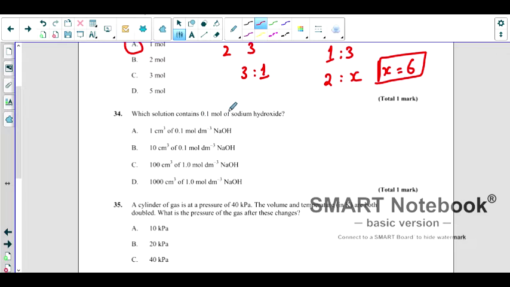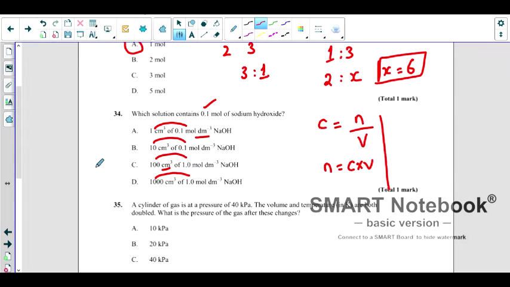Which solution contains 0.1 mole of sodium hydroxide? You want to check which of these volumes will contain 0.1 mole of sodium hydroxide. It's a concentration part, so you know the concentration formula is C equals n over V, and n is C into V. Okay, the volumes are all in centimeter cube. It is better to convert it into decimeter cube, because the concentration is in decimeter cube. Just check by multiplying them, for all of them. The one which gives you 0.1 as your answer will be correct, but make sure, because this is centimeter cube, you divide it.